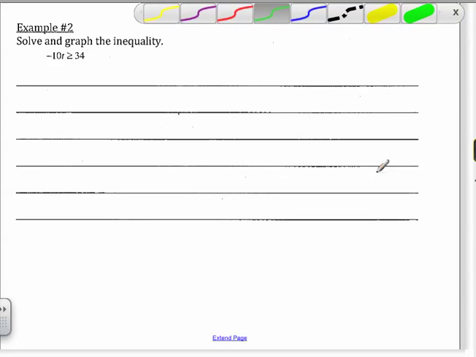Okay, guys. Now, let's solve this. I want to talk about the solution once we get to the end. But this one says negative 10t is greater than or equal to 34. You guys have your calculators with you.